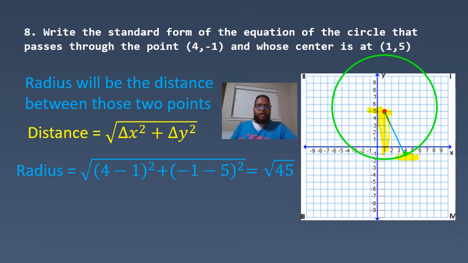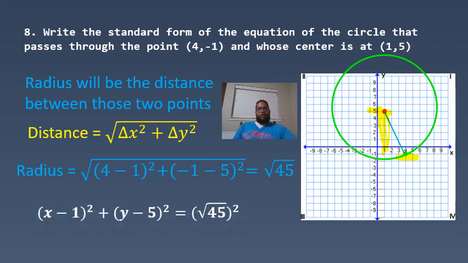So let's look at what we have. We have x minus 1, because 1 is h, y minus 5, because 5 is k, equals the square root of 45, which is r, squared. When we simplify this, we just change the root 45 squared to 45, and we have the answer.